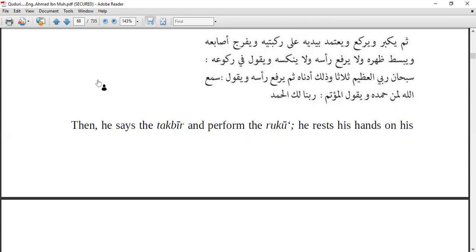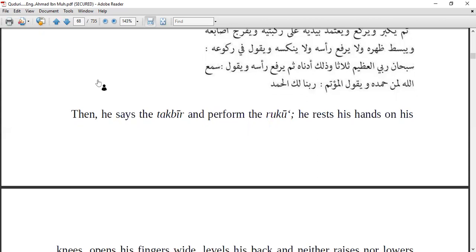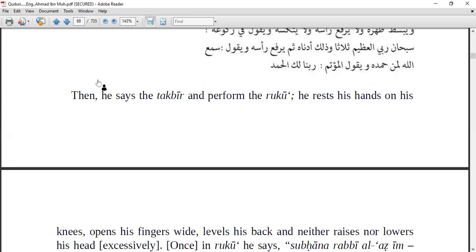ويركع. And how do you do the ruku? ويعتمد بيديه على ركبتيه. The man rests his hands on his knees, opens his fingers wide, levels his back, يفرج أصابعه ويبسط ظهره. ولا يرفع رأسه, and he doesn't raise his head, ولا ينقصه, and doesn't bow it down so that the chin starts touching the chest.